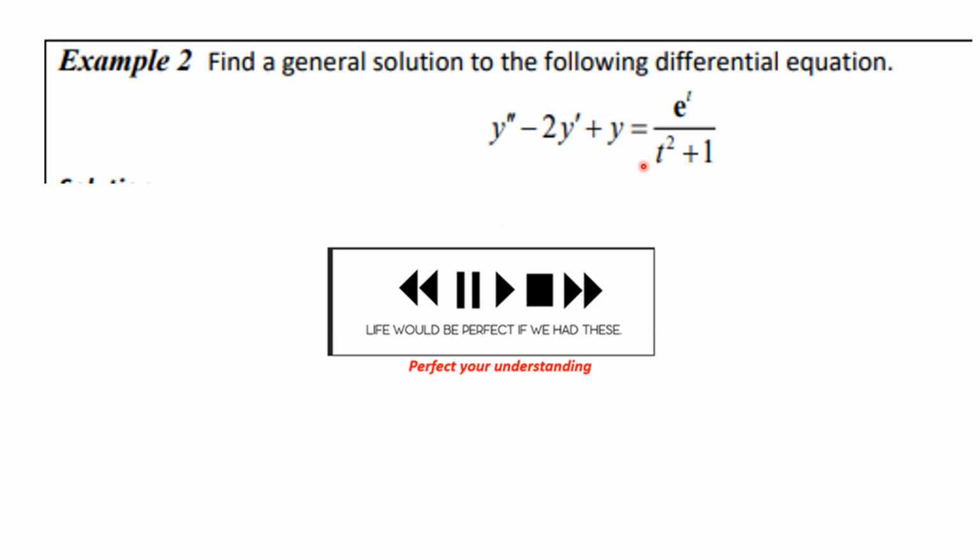Find a general solution to this differential equation. Again, you cannot use annihilators because you don't know how to annihilate this thing. You know what to do. Let's see how you did.